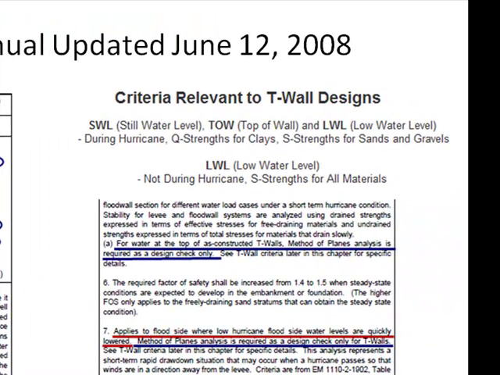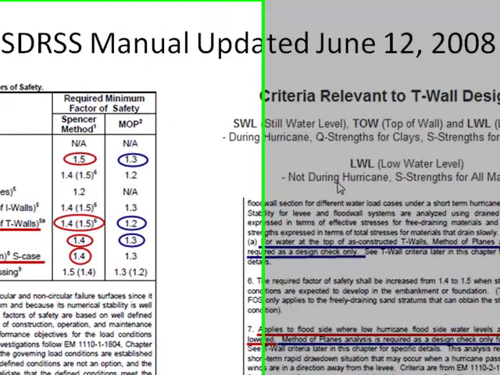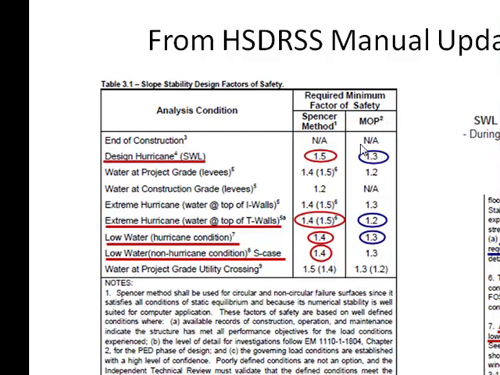The criteria that we check for T-wall design when running a Spencer's analysis is the still water condition, the condition for water at the top of the wall, and the condition for low water level, both during a hurricane and without a hurricane. The method of planes is used as a check against the Spencer's method and to benchmark for the older design procedures that were used historically.